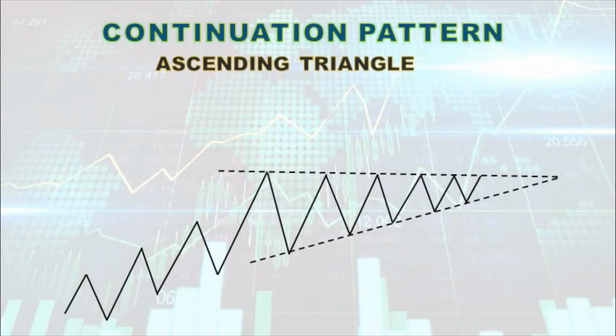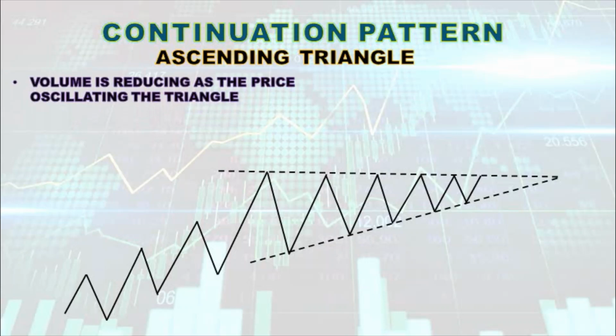The completion of the ascending triangle pattern is when the price closes on a breakout above the horizontal upper line. The volume will provide confirmation of the strength, and you would expect it to increase on the breakout. The volume is reducing while the price is oscillating inside the triangle.